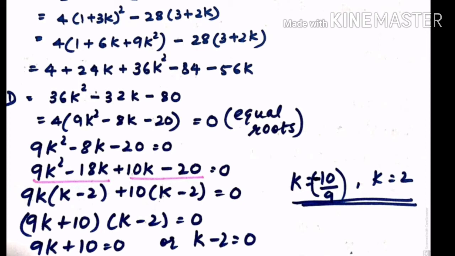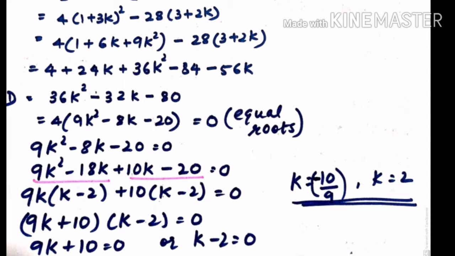Now solving it by taking like terms together, we get D is equal to 36k² minus 32k minus 80. Again I am taking 4 common out of it. So in the bracket I get 9k² minus 8k minus 20 is equal to 0. Why I wrote 0 there? Because in the question it is given that you get equal roots. So we can write 0 as our D value.